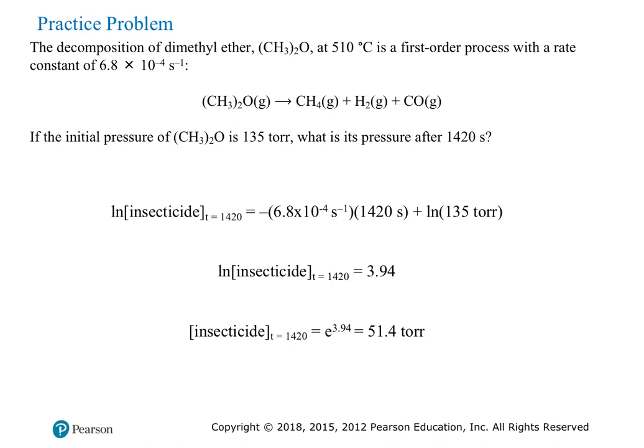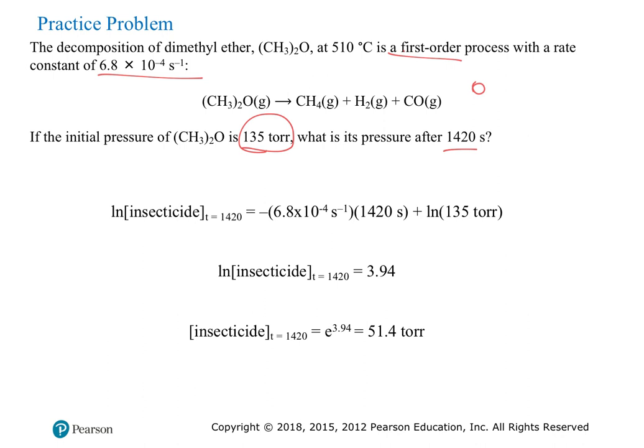So let's do an example. We have dimethyl ether, which is a first order process, so it tells us that. That's a good sign. And it has a rate constant of 6.8 times 10 to the negative 4th. So here's our reaction. If the initial pressure is 135 torr, what's the pressure after 1420 seconds?